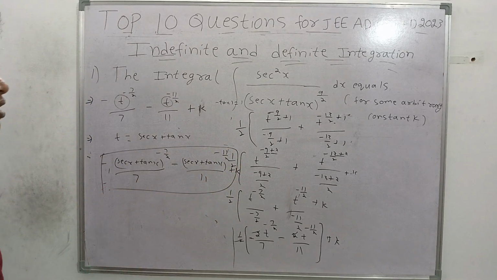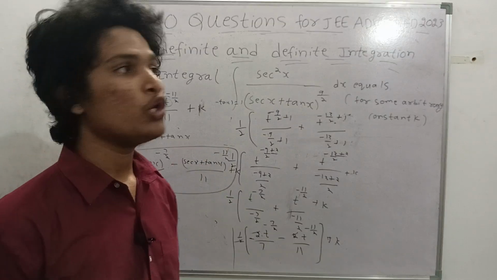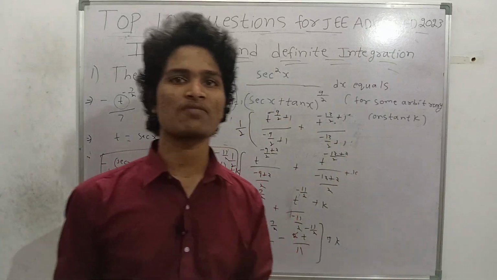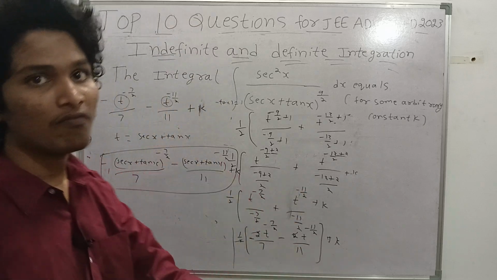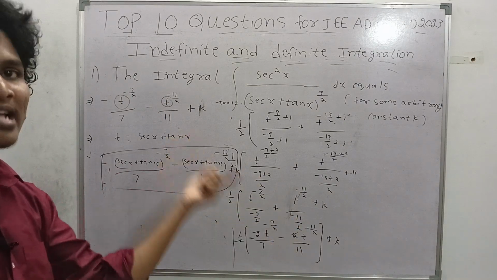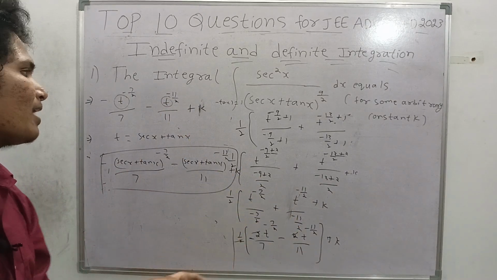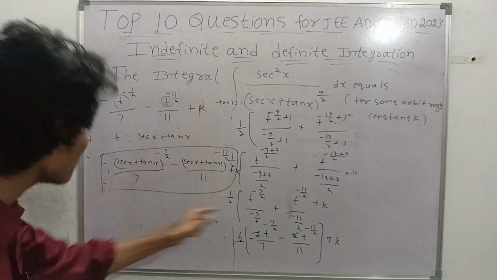Like this you have to do. First of all, observe this thing, secant x plus tan x. What is secant x plus tan x? You can use the identity secant square x minus tan square x equal to 1. So secant x plus tan x into secant x minus tan x equal to 1. And secant x plus tan x equal to t, so what about secant x minus tan x? It will be 1 by t. Like this I performed and I completed this integration. This is the first question and you have to approach like this.